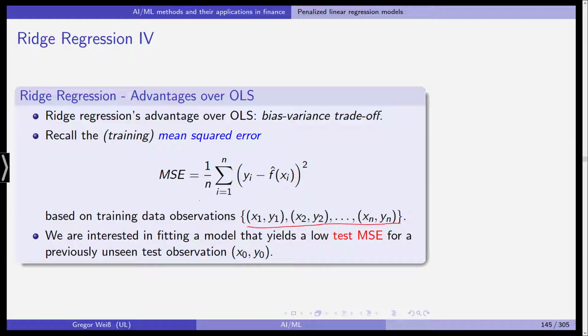We should check the mean squared error for a previously unseen test observation. Let's call it x0 and y0. Then we would get the test MSE, just to make sure that we're not checking the validity of our model based on the data we've used for fitting the model. Now recall the training or the test mean squared error. Obviously, this is a proxy, a metric of how well our model fits the data.